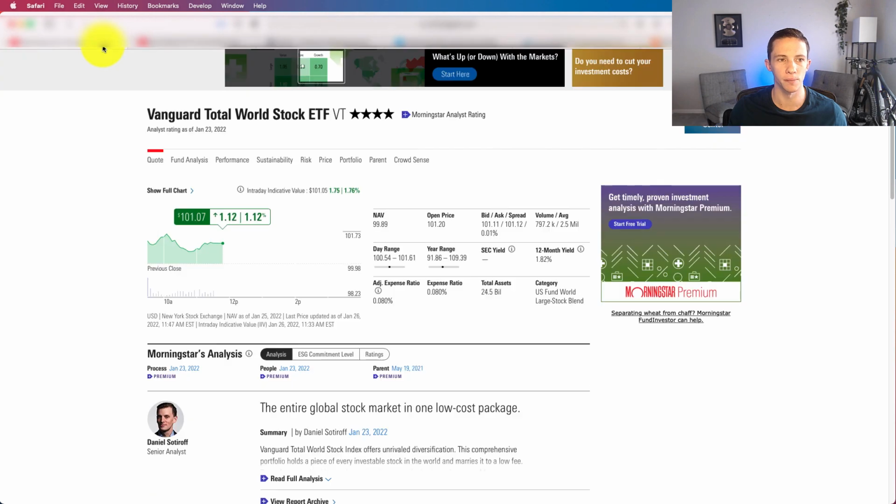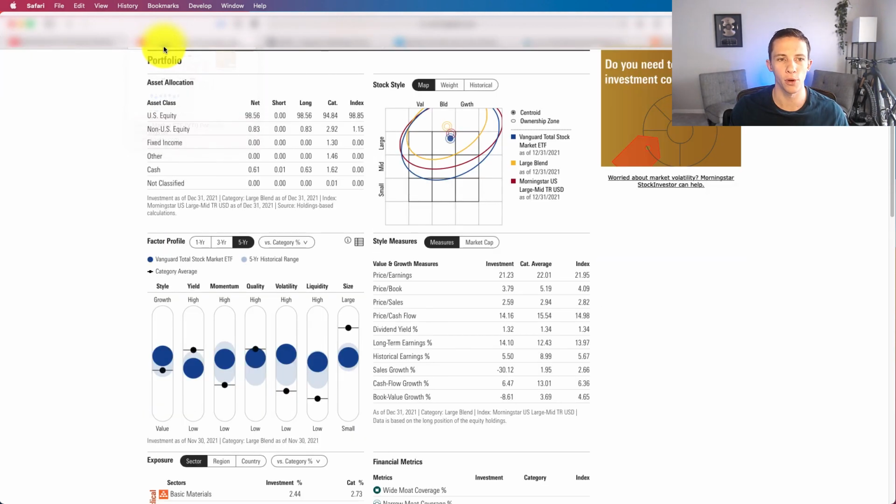If you're looking to go simple on your portfolio, VT is going to be the one for you. If you want to really focus on and control your split between international equities and US equities, VTI is probably more your ticket. So what do you guys think about VT and VTI?